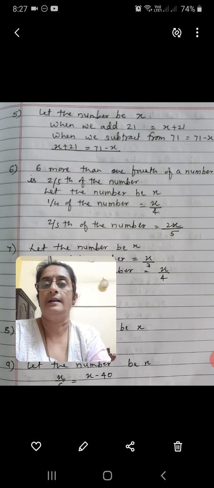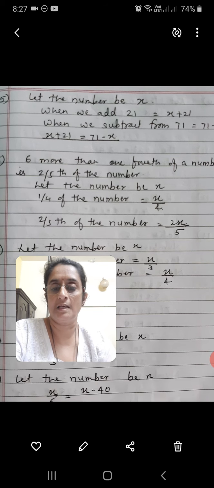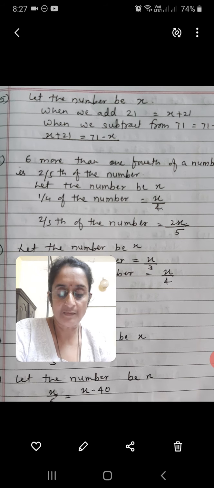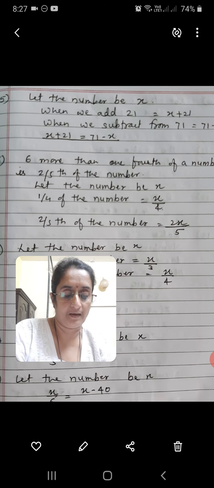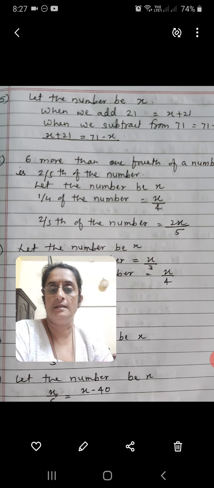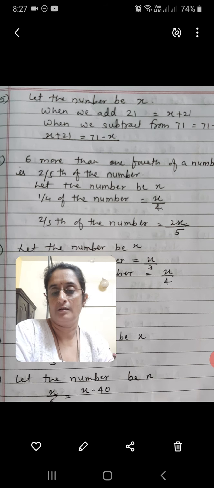The next question which I have taken is the fifth one. Only a few sums from first to 25 I skipped. Remaining, I have given all the equations, children. Fifth one: a number is as much greater than 21 as it is less than 71. Find the number. Now, a certain number is there. If you add 21 to it, or subtract that number from 71, that gives you the original number. Okay, so the original number is 20.